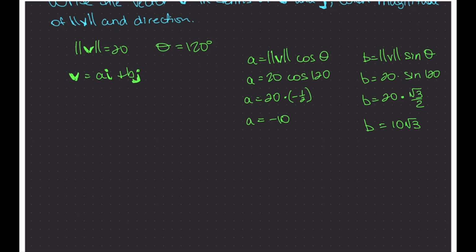So I think we now can actually name our vector, right? Our vector is going to equal A, negative 10, times that unit vector, that positive x-axis, plus B, what do we get for B? 10 times the square root of 3, times that j, which was our y-axis vector. And now we're good to go.